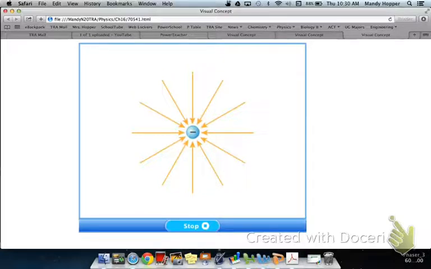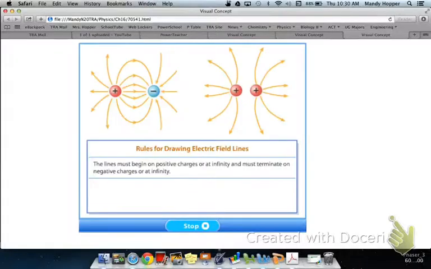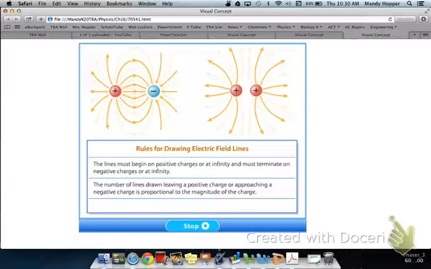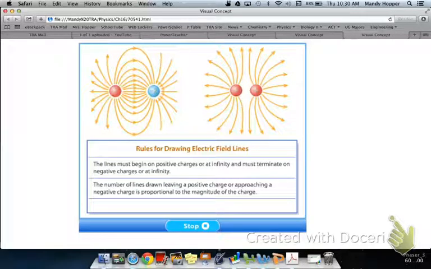So make sure you highlight those three rules. The two things that they mentioned earlier. If you have a positive charge, how do the lines move? Towards or away? Away. So positive charges, they move away. Negative charges, they move towards.